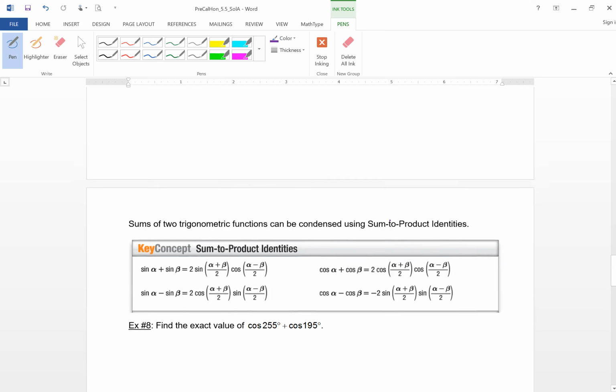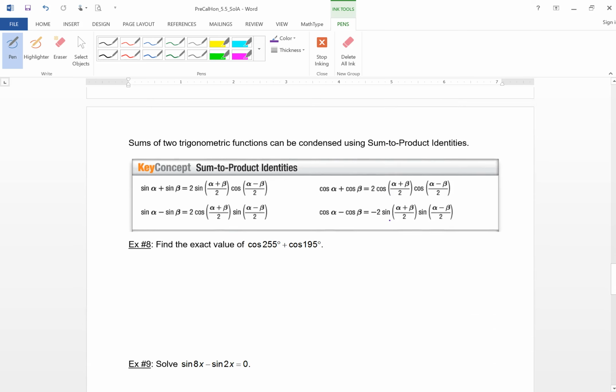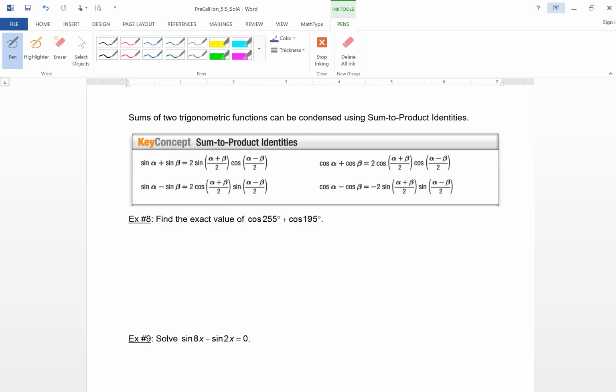Okay? So here you have sums of two trig functions that can be combined. Now you can go in the opposite direction. And if you have a sum, you can condense it to a product. And again, you have 4 of them here.